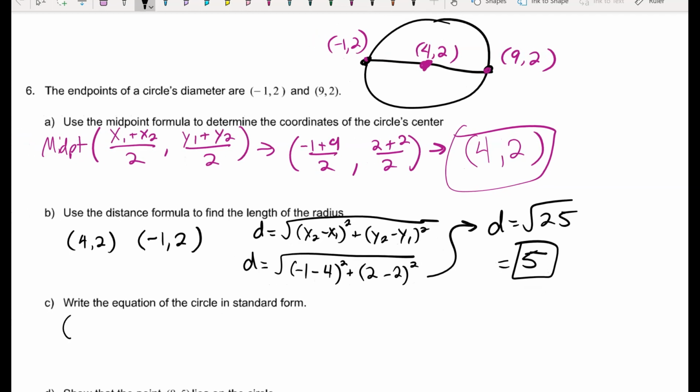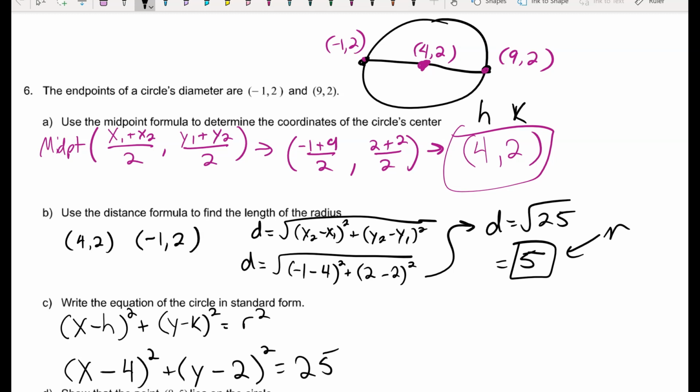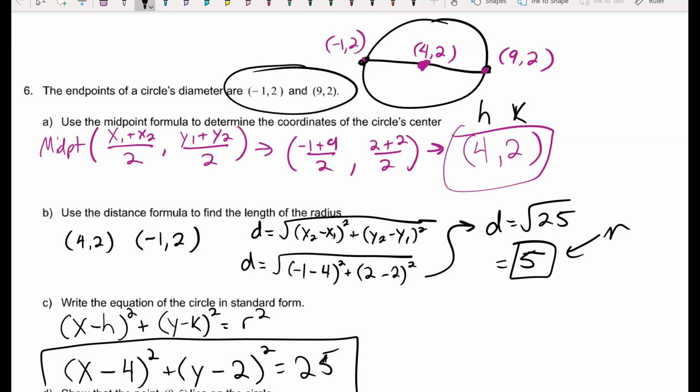So if I want to write the equation of a circle for part C, that's (x minus h) squared plus (y minus k) squared equals my radius squared. I know all of my information. I have my (h, k), and I have my r. So (x minus 4) squared, the x-coordinate of my center, plus (y minus 2) squared, the y-coordinate of my center, equals the radius squared, so 5 squared is 25. That would be the standard form equation of my circle with those endpoints of a diameter.